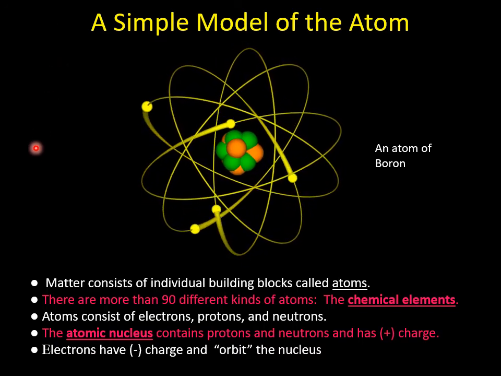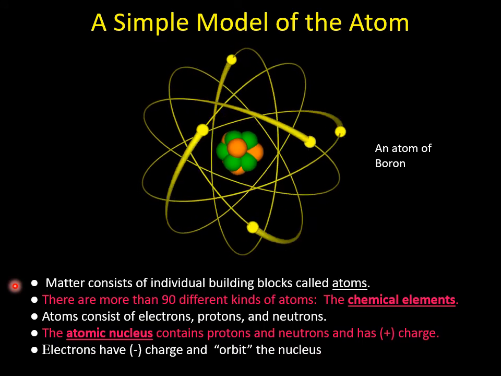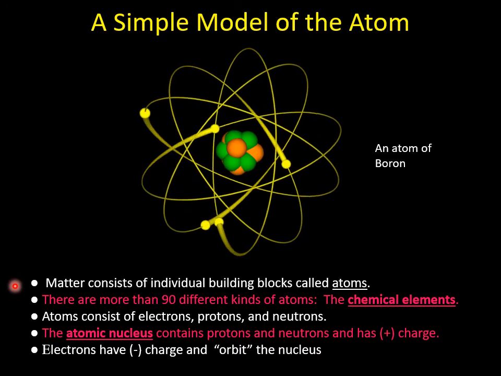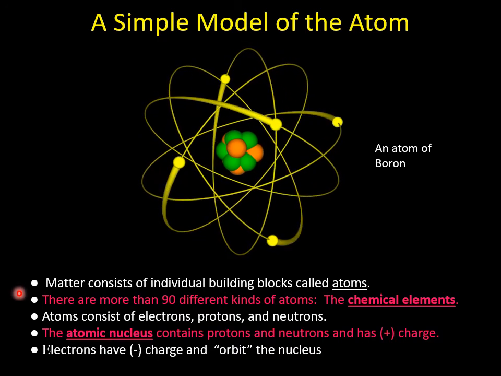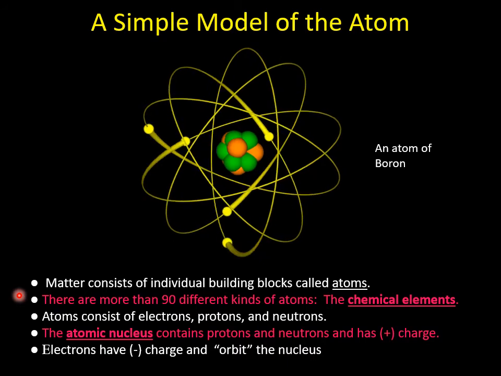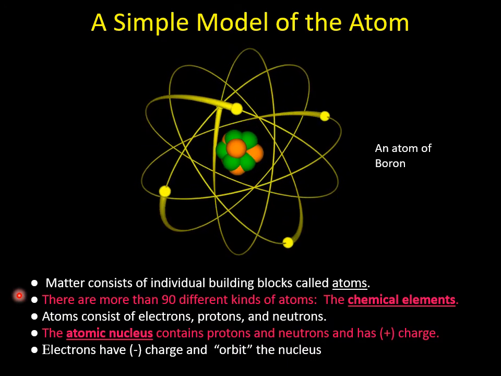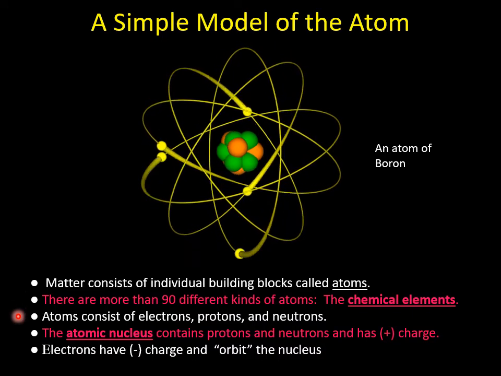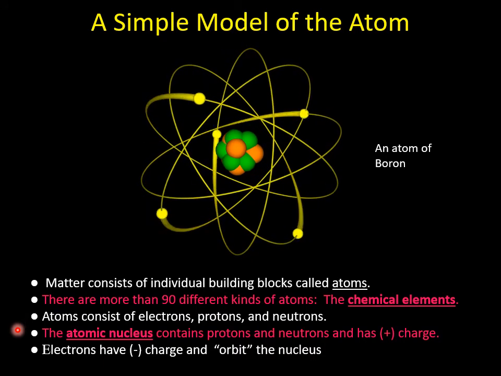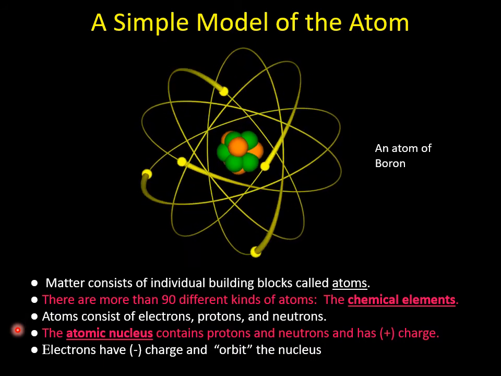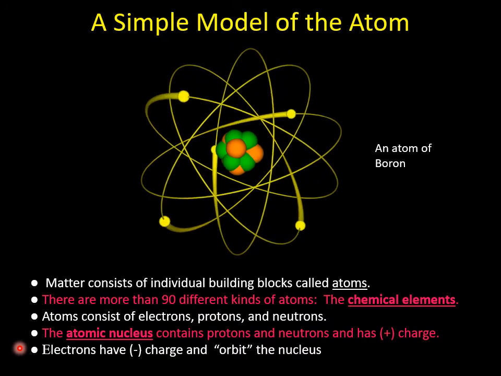So the simple atomic model that we're dealing with here has the following points. Matter, all matter, consists of individual building blocks called atoms. There are more than 90 different kinds of atoms. These are the so-called chemical elements found in the periodic table. Atoms consist of electrons, protons, and neutrons. The atomic nucleus contains protons and neutrons and has positive charge. Electrons have negative charge and orbit the nucleus.